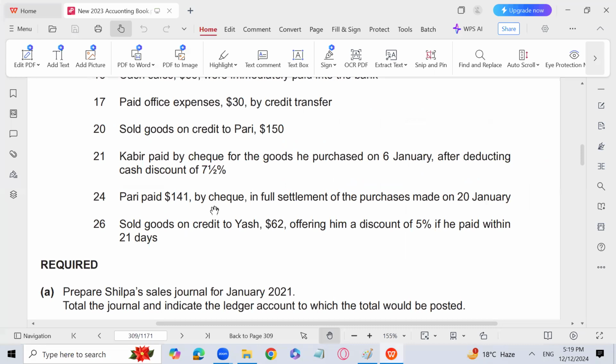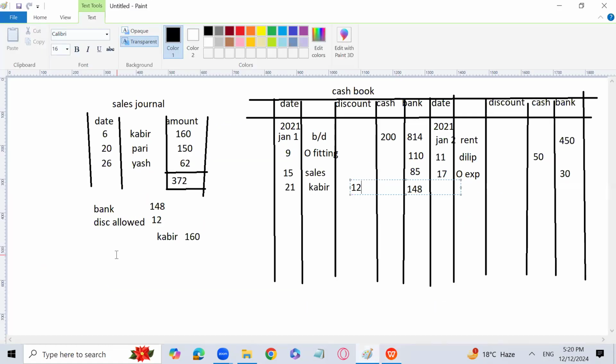Next entry for Pari. Pari paid 141 by check in full settlement of the purchase made on 20th January. On 20th January, we have sold the goods of 150. So out of 150, we are basically decreasing the trade payable by the full amount, but we are making the payment through check with an amount of 141.